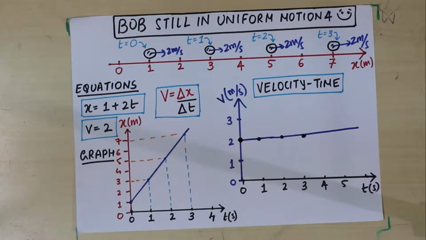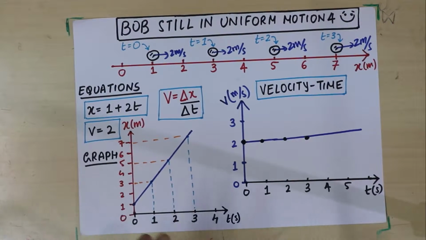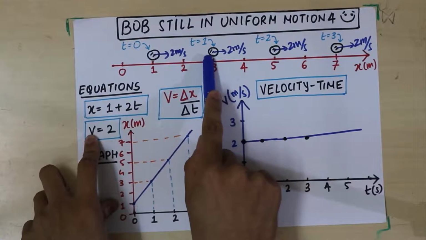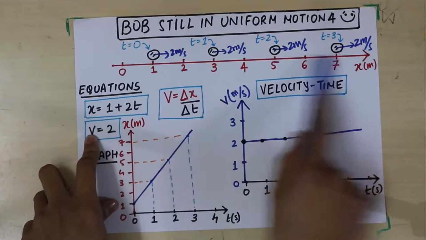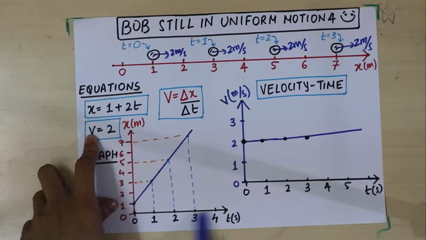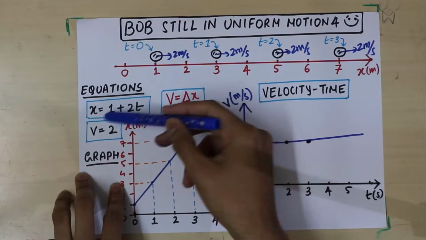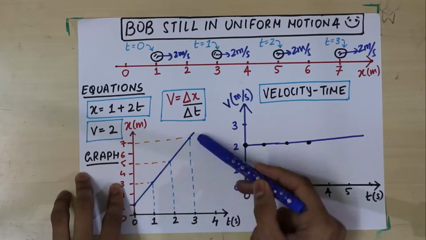Ta-da! We have done the velocity time graph. Is it time to go home? No, not yet, because I want to tell you something very important about the v-t graph. Let's first check what we have understood. Look, x equals 1 plus 2t, this is the equation of position for this guy, and we have the equivalent graph. So you can actually make sense, right? This is a linear equation of time, and you have a straight line.